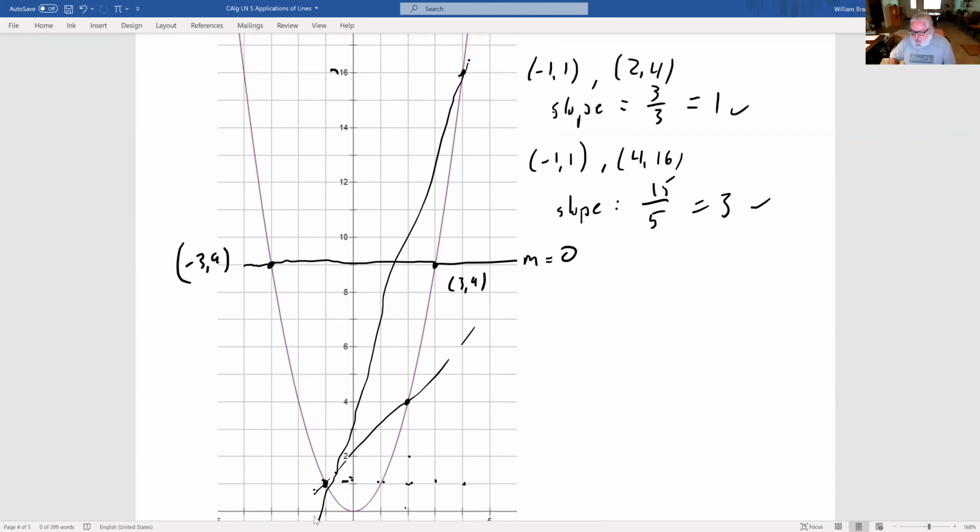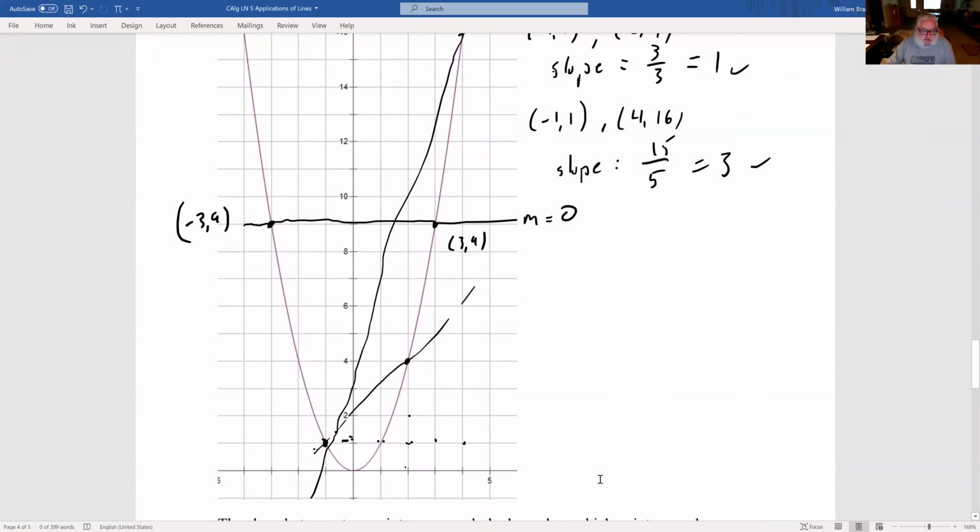We don't have a really good idea of what slope means for a parabola. But we can pick different points and we can connect them with a line. And this actually has a nice interpretation. These lines are all called secant lines. If you pick 2 points on the graph of a function and connect them, you get something called a secant line.